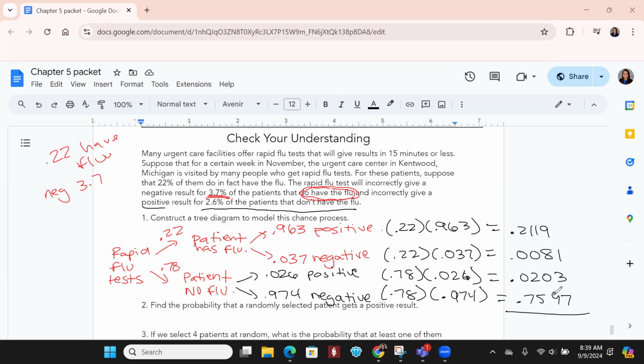Now, again, when you add this up, you should equal 1. That's how you know that you did it right. Everything on the ends should be 100% of your people.